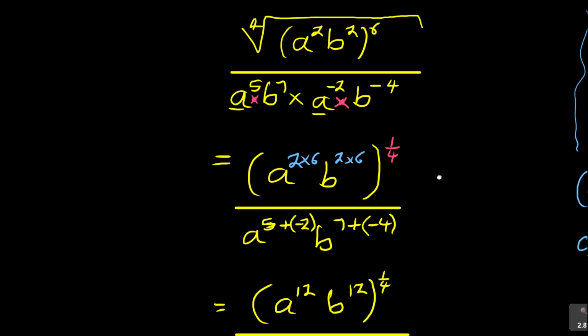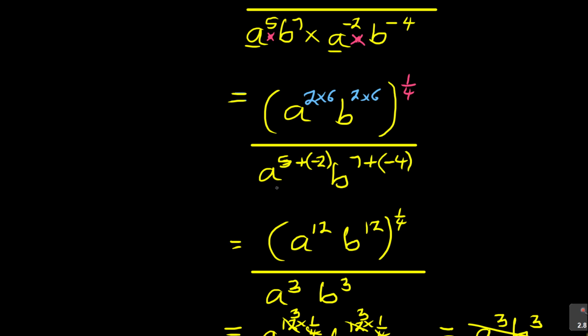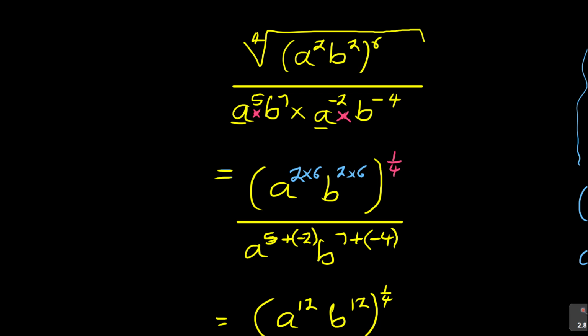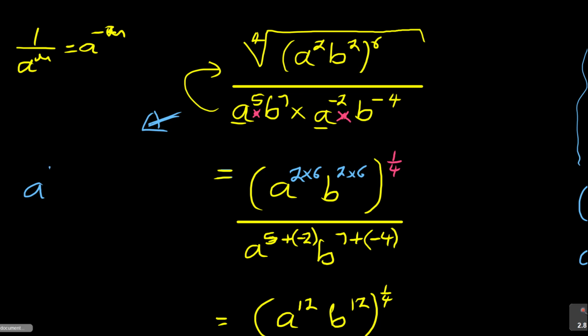So someone might want to take the a to the power of 5 to the top, which is still fine, where you would take this to the top using the rule which says 1 over a to the power of m is equal to a to the power of negative m. So in here, if I can just use a different color, you will have a to the power of 12, b to the power of 12, bracket to the power of 1 over 4, right?